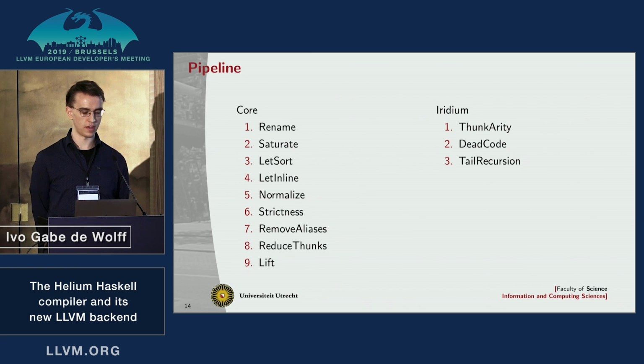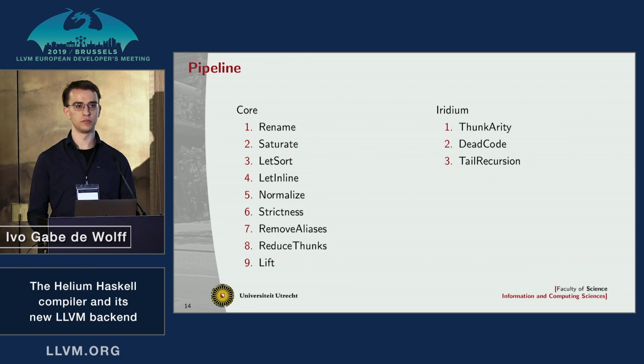So the pipeline started with Haskell, but we don't do any desugaring in Haskell. Then we go to core. Core is adapted from the old LVM backend. The major change that we made is that we added a type system to core. Core was previously untyped, and now we have a type system.